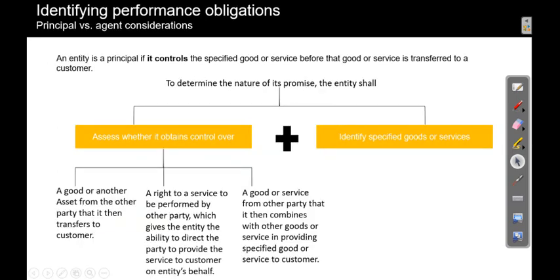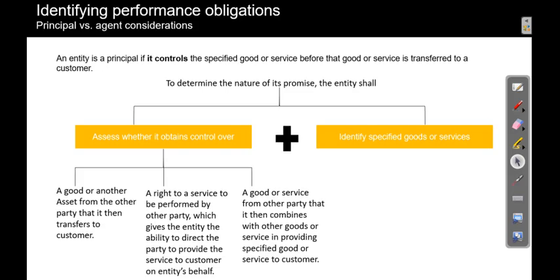Now, we need to understand the performance obligation in the case of a principal versus agent as well, because what a principal would be recognizing, what an agent will be recognizing, and who will be the principal and who will be the agent needs to be understood before we recognize what kind of revenue needs to be recognized by the two parties. So let's understand this again with the help of some examples.